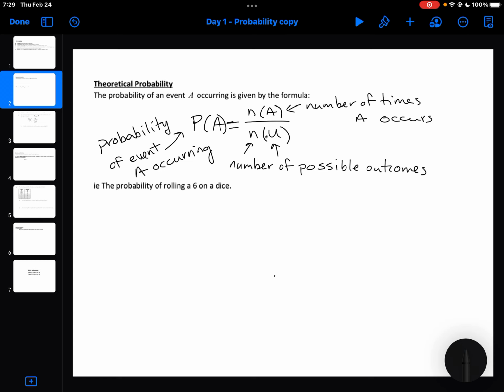So for example, the probability of rolling a 6 on a dice. Let A represent rolling a 6. This is a regular 6-sided dice. So then we have our probability of event A is 1 out of a possible 6 options.